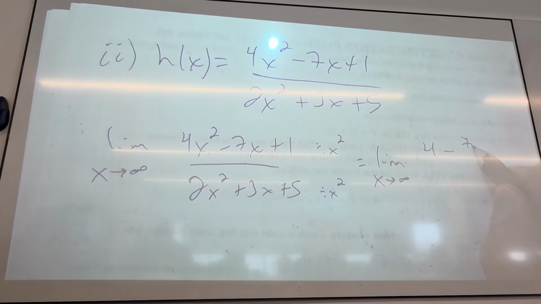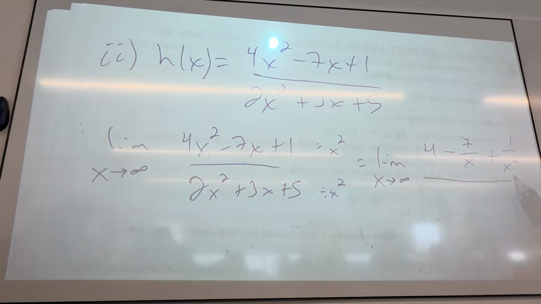7x over x squared reduces to 7 over x. Is that cool? 1x cancels. Do you guys see that? 1x cancels. What is 1 divided by x squared? 1 divided by x squared. Yes. Okay. What is 2x squared divided by x squared?